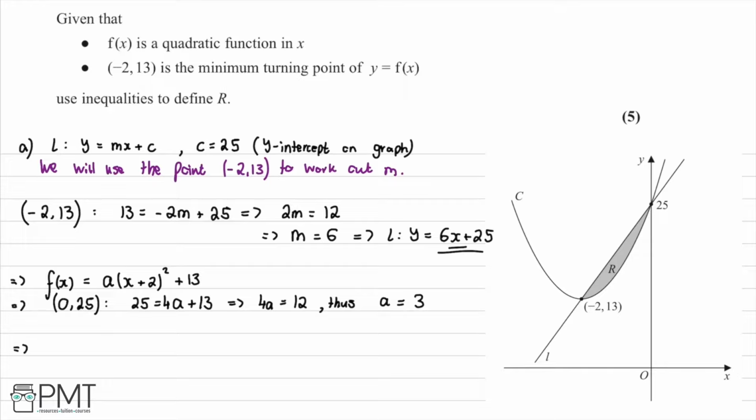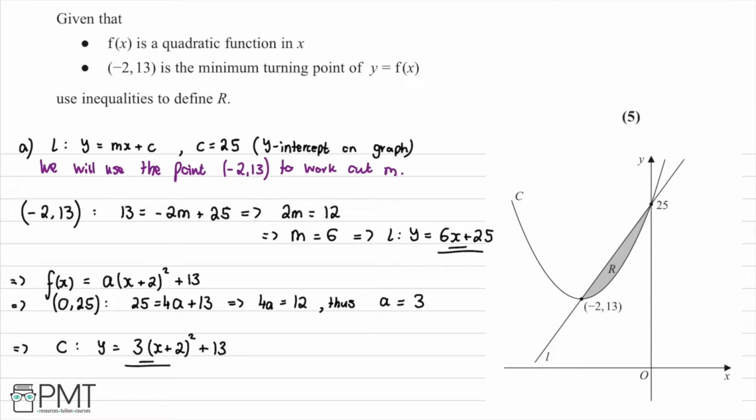So therefore, we can say that the equation of C is going to equal y is going to be equal to 3 lots of x plus 2. We square that, and then we add 13. So here we've used our knowledge of completing the square and reading turning points to be able to work out what our equation is for the line L and the curve C.